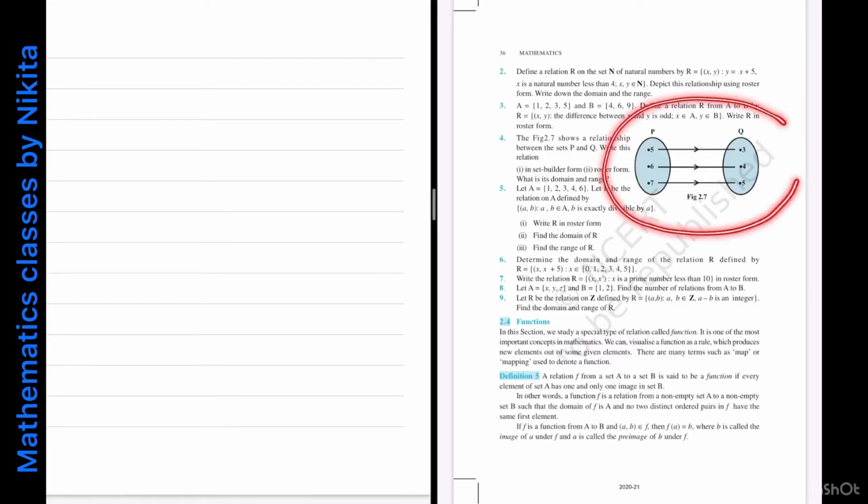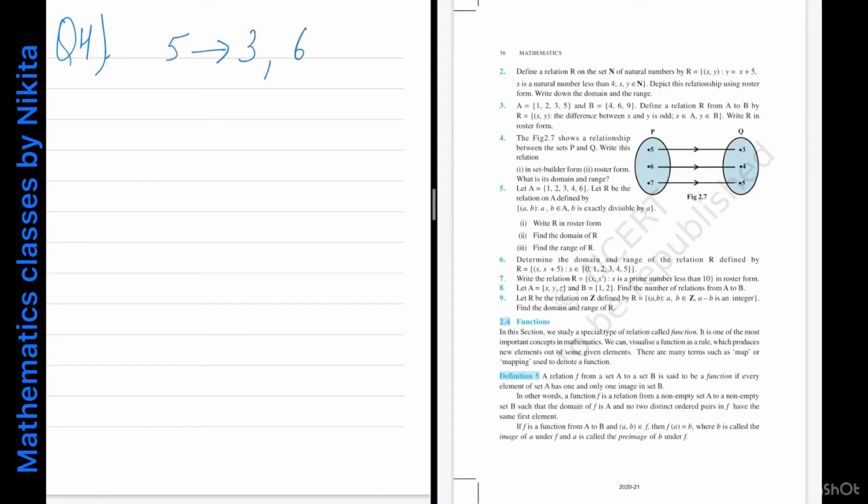So see this figure. Two sets are given, P and Q. P has 3 elements 5, 6 and 7. Q has 3 elements 3, 4 and 5. And there are 3 arrows. So 3 arrows means there are 3 ordered pairs in the relation R. So you can see that in question number 4, 5 is related to 3, then 6 is related to 4, and then 7 is related to 5.